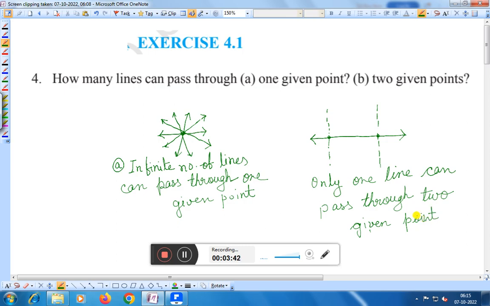How many lines can pass through one given point? Infinite number of lines, or you can say countless number of lines can pass through one given point. In question number B, how many lines can pass through two given points? Only one line can pass through two given points. This is the solution of question number 4.